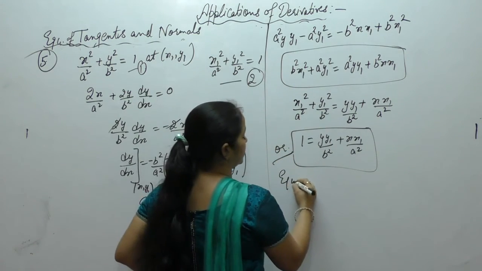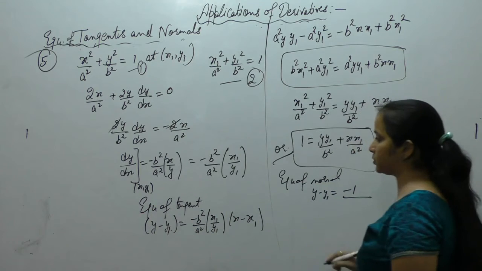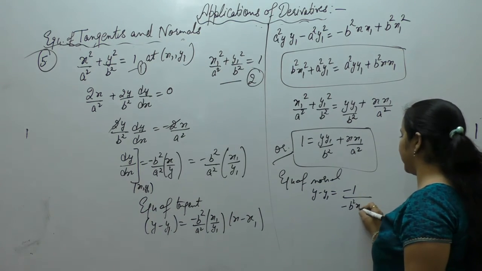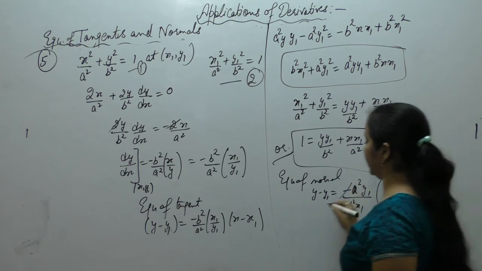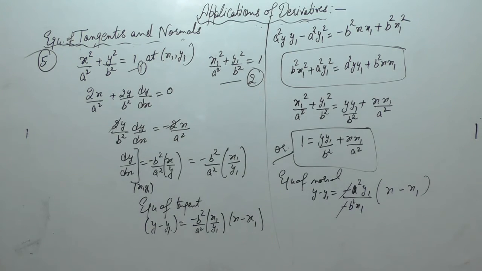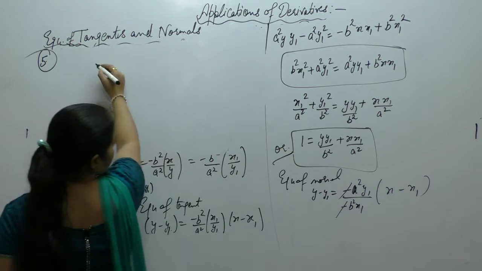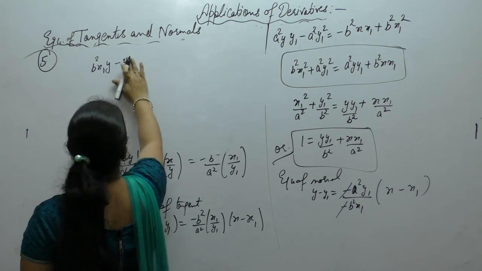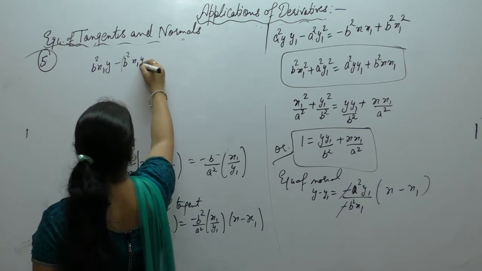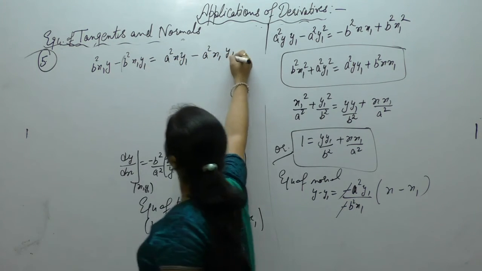Now we want to find the equation of normal. Y minus y1 equals minus 1 upon slope of tangent, that is minus b square x1 upon a square y1, into x minus x1. Negative sign will cancel here. So in the next step, what we get? B square x1 y minus b square x1 y1 equals a square x y1 minus a square x1 y1.